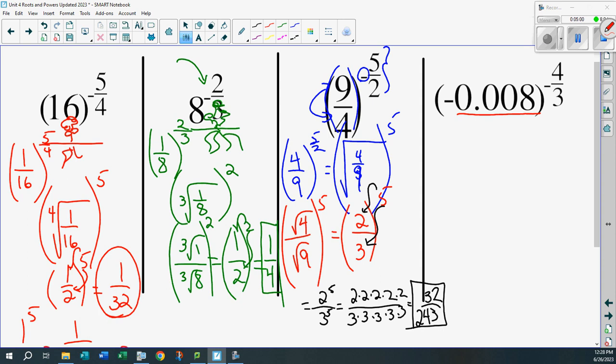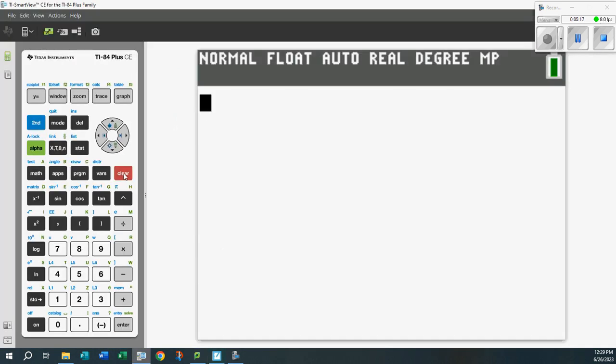But no, be smart. Remember, this is tenths, this is hundredths, this is thousandths. So this is the same as saying negative 8 over 1,000. But you know what? I think we can reduce that. I'm almost positive we can reduce that. Let's go to our calculator. Let me show you how to do that real quick.